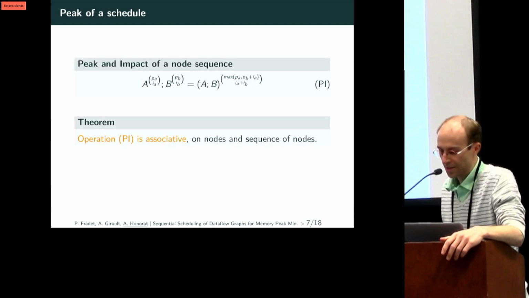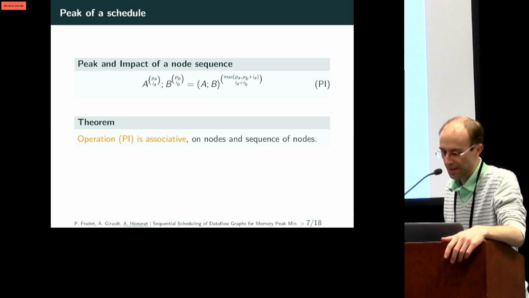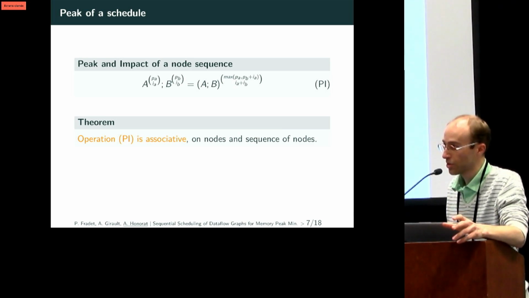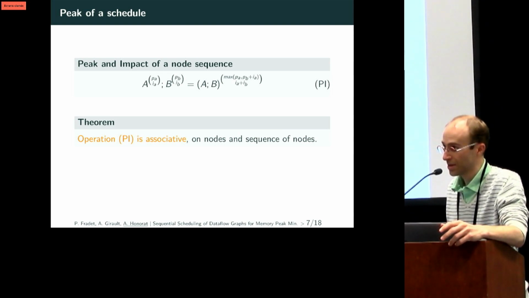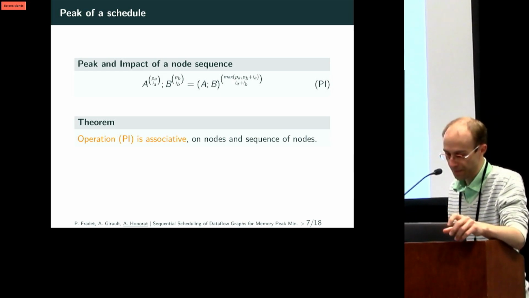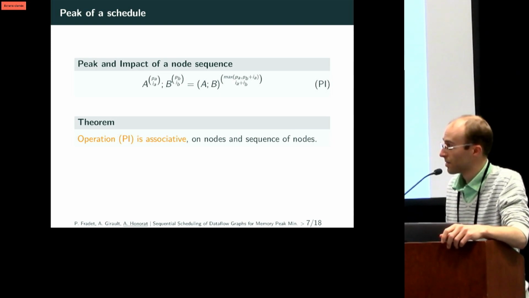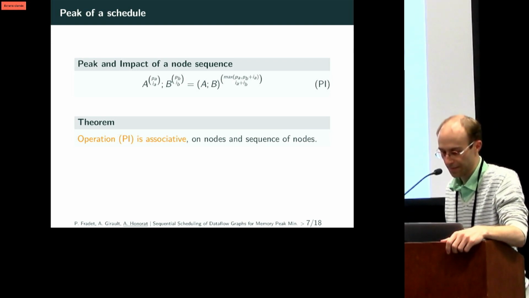The peak and the impact actually have multiple good properties. And the first one is that we can use them not only for nodes, but also for sequence of nodes. So the operation, PI, gives the impact of the sequence of two nodes, A and B. So if we consider the subschedule A, then B, the impact is simply the sum, and the peak is the maximum of first peak, and then the maximum of first impact plus second peak.